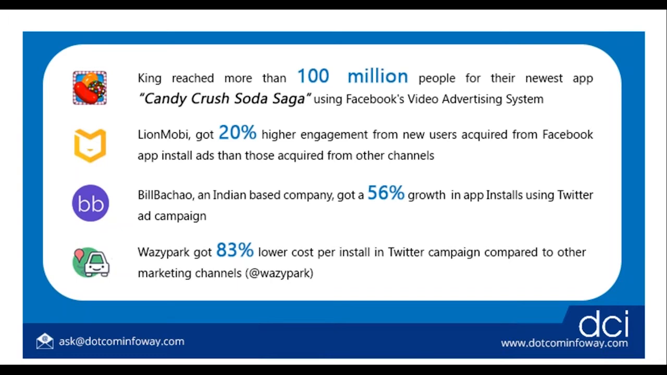Here are some examples of how the campaigns have helped. King reached more than 100 million people for their app Candy Crush Soda Saga using Facebook's video advertisement system. Lion Mobi got 20% higher engagement from users acquired from the Facebook app install ads. Bilbacho, an Indian-based company, got 56% growth in app installs using a Twitter ad campaign. And Wastepark got 83% lower cost per install using a Twitter campaign compared to other marketing channels.